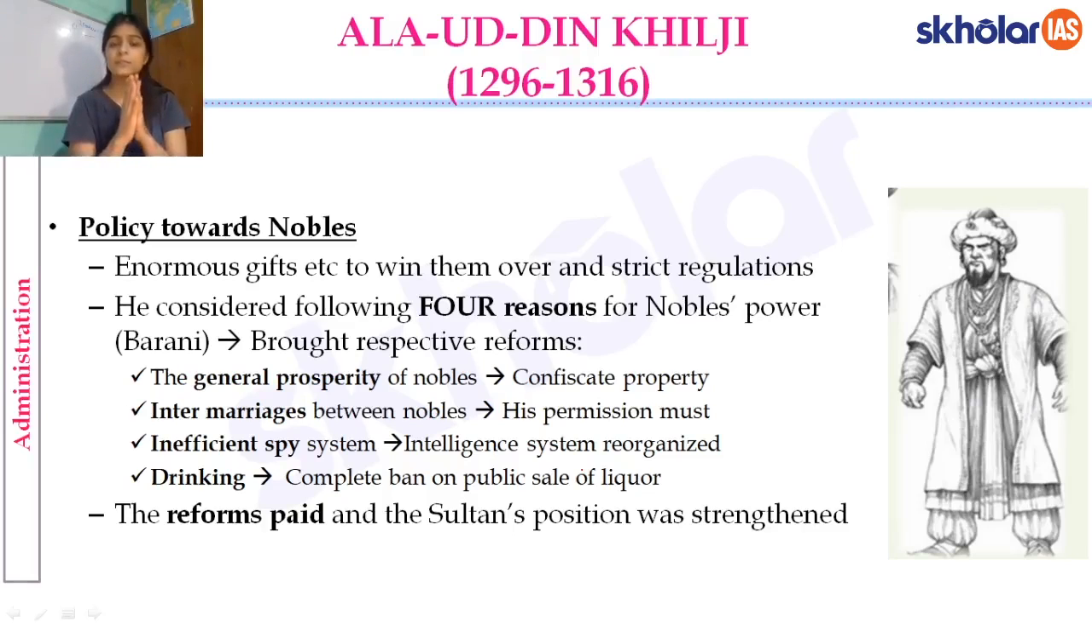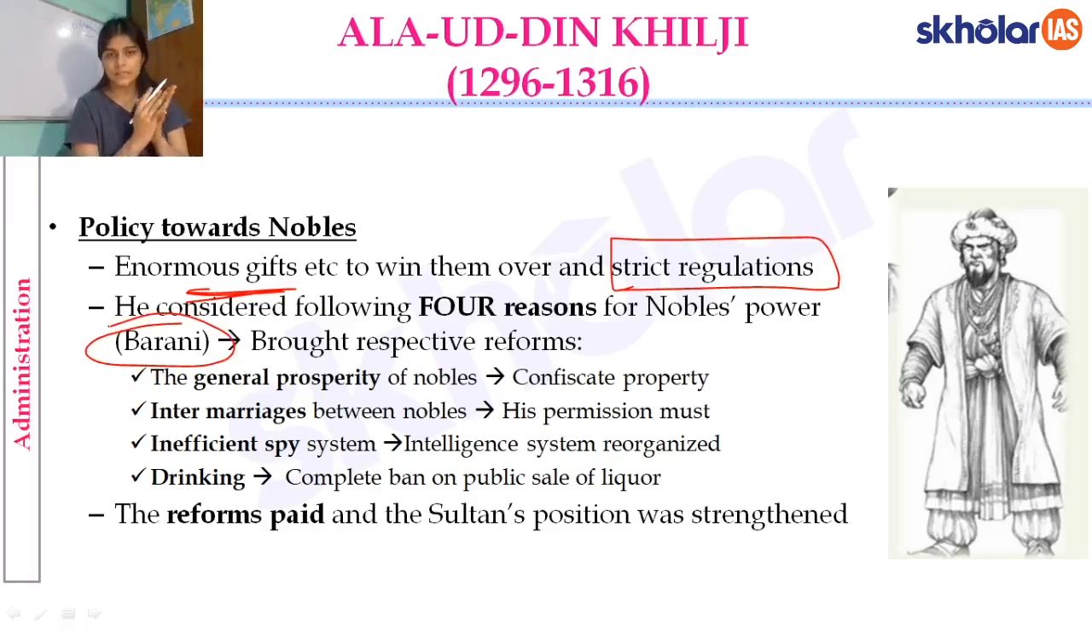What is his policy? He would want everybody on his side, supporting him. So he would either initially give them gifts, etc., right? And if that doesn't happen, then strict regulations upon the nobles also. Also, Ziauddin Barani, a historian of that time, has said that Alauddin thought there were 4 reasons which were responsible why nobles' power was increasing, or why nobles were so powerful.